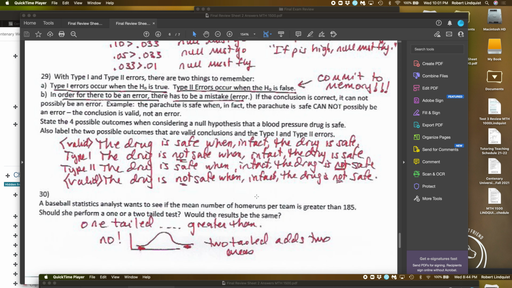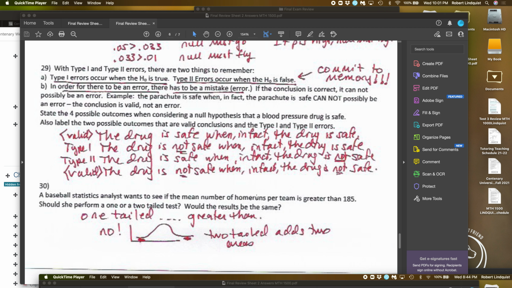Okay, number 29, type 1 and type 2 errors. I personally think that of all the things I tried to teach you this year, the thing I struggled with the most was type 1 and type 2 errors. It's not that I couldn't say which ones they were. It's I couldn't come up with a clean way to say it so that it's rememberable. Now I think I do. Type 1 errors only occur, and they always occur, when the null is true. Type 2, when the null is false. And you've got to remember, in order to be an error, it has to be wrong. If the reasoning is correct, it's not a problem. So for instance, if we said the parachute is safe when in fact the parachute is safe, that can't possibly be an error. It's a valid statement.